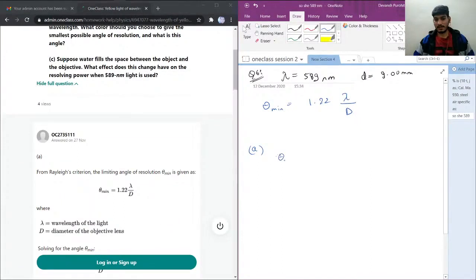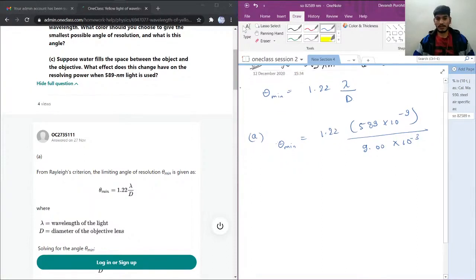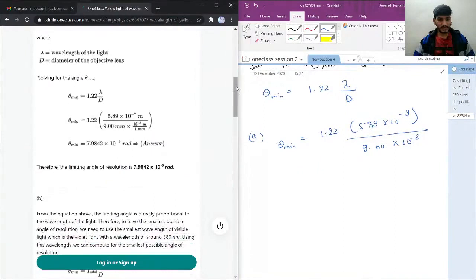I can write theta min as 1.22, then 589 and nano is 10 power minus 9, over diameter, which is 9.00 mm, into 10 power minus 3 to keep it in SI units. Let's see if this conversion is correct. I'll just calculate the value using my calculator.